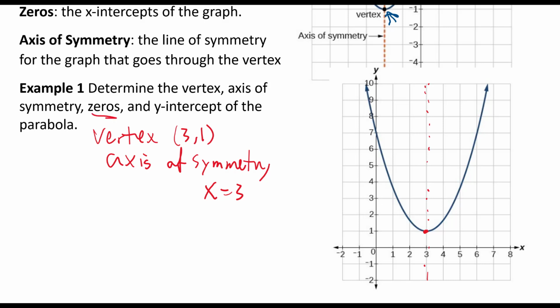Now, when it asks for zeros, that's where it crosses the x-axis. It's not crossing the x-axis, so there are no zeros. In fact, if you were to get the equation of this and set it equal to 0, they'd be complex numbers, because there would be zeros, but they're not real. And the y-intercept would be where it hits the y-axis, so that's right there. So the y-intercept is going to be at (0, 7).